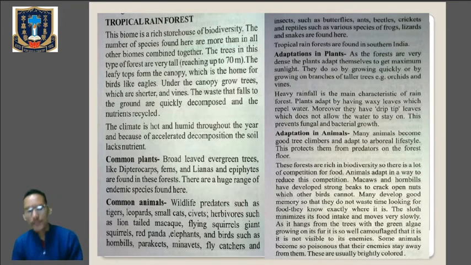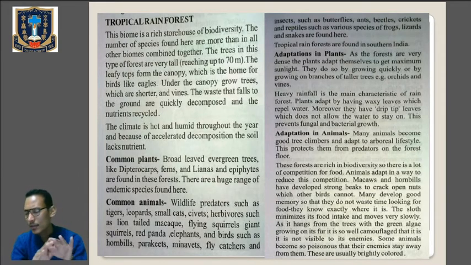Then let's go to the adaptations which are seen in the animals. Many animals become good tree climbers. They have arboreal lifestyles, which also protect them from predators. These forests are rich in biodiversity, so there is a lot of competition for food. Clear? So animals adapt in a way to reduce this competition.